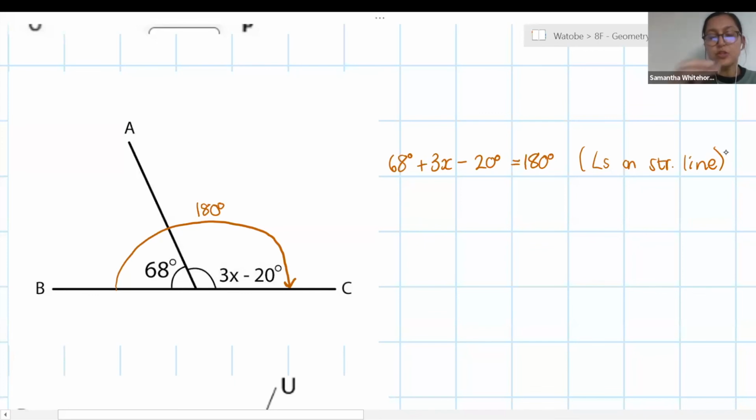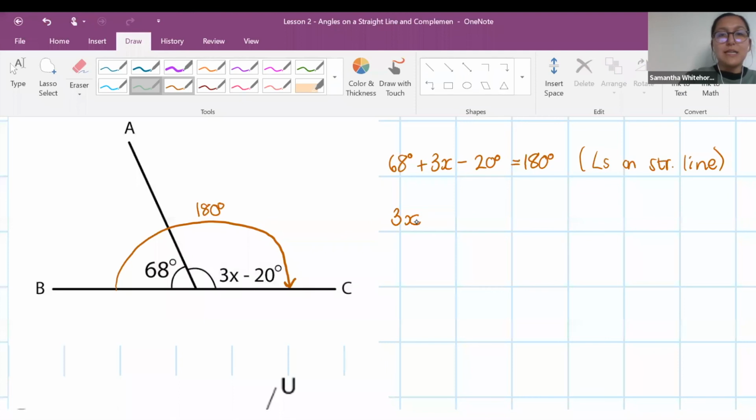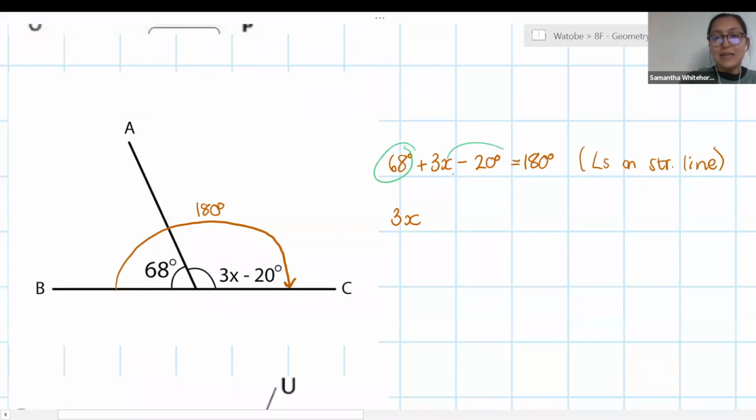Okay, so what's a little bit different here is that in the last examples, the operations were only addition. Here we've got a subtraction, so we just need to be careful. Now there's lots of different ways you can do it. Yours might look a little bit different to mine, and remember I've said that's absolutely fine. So I know I want to get 3x alone on the left, and so what that means is I need to get the 68 and the negative 20 over to the right hand side, and the only way for me to do that is to use my inverse operations.